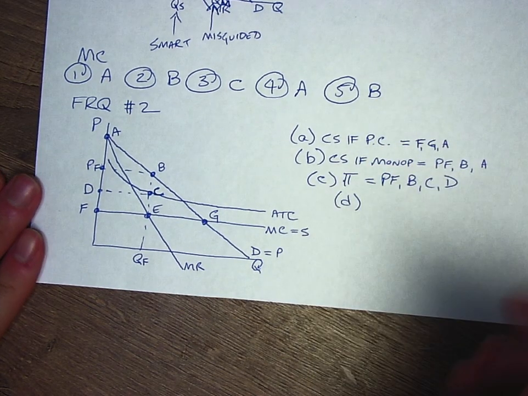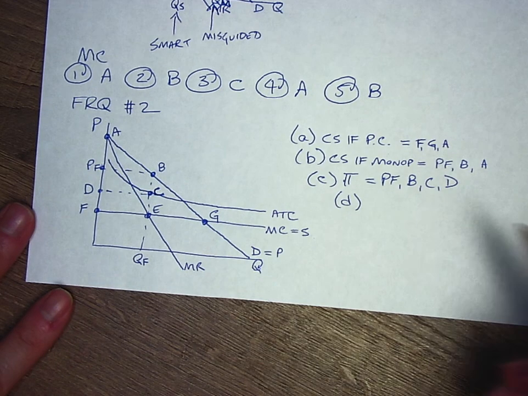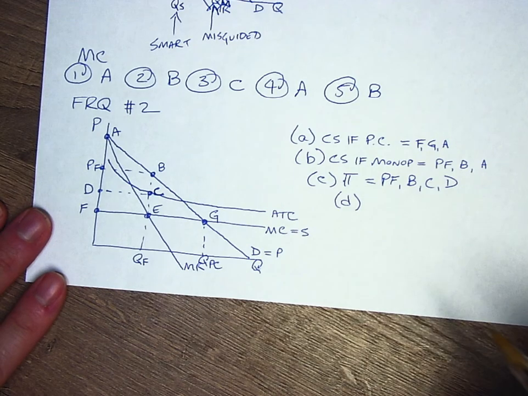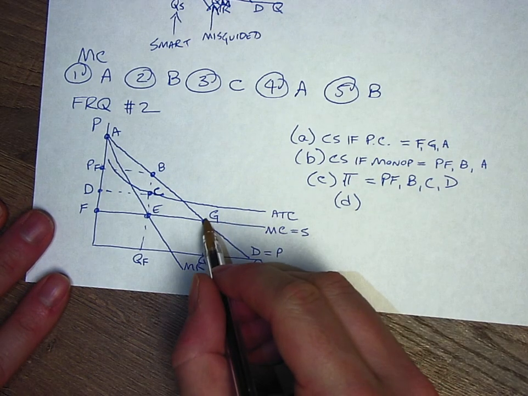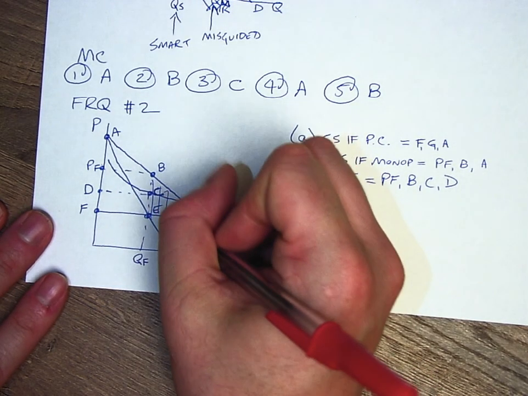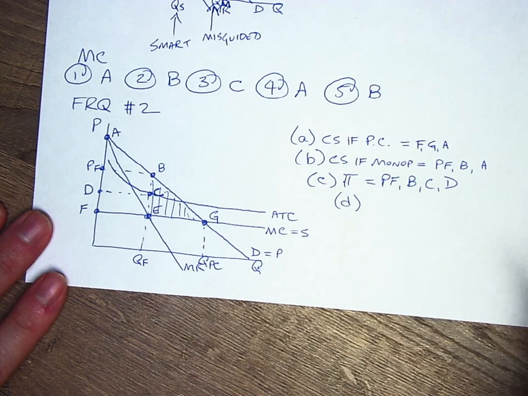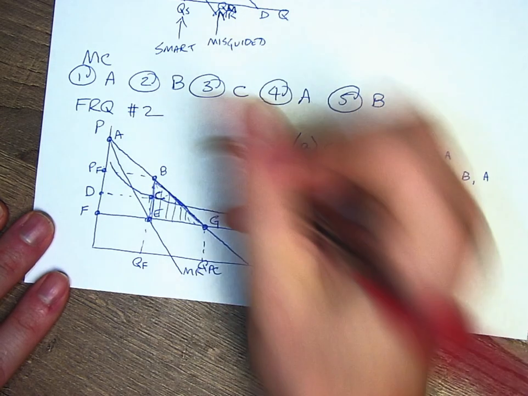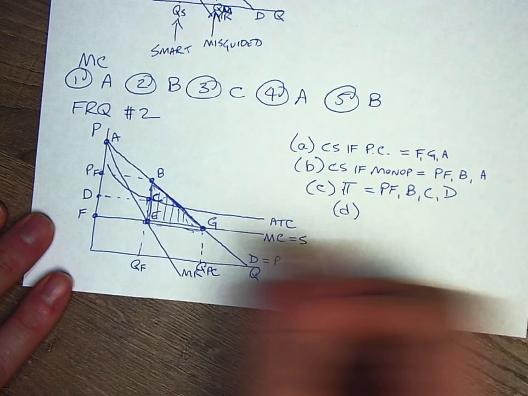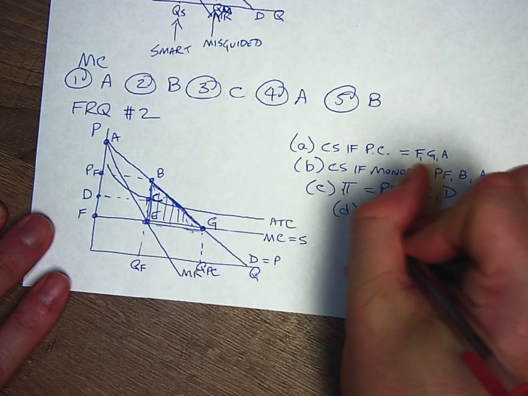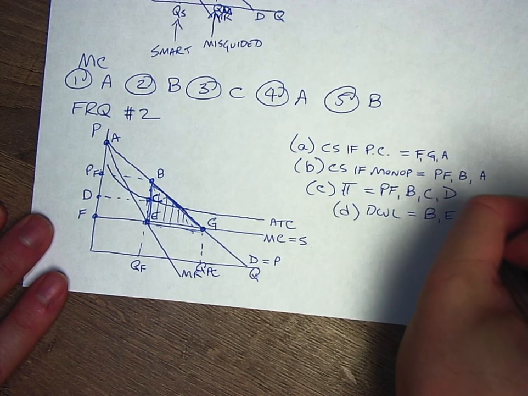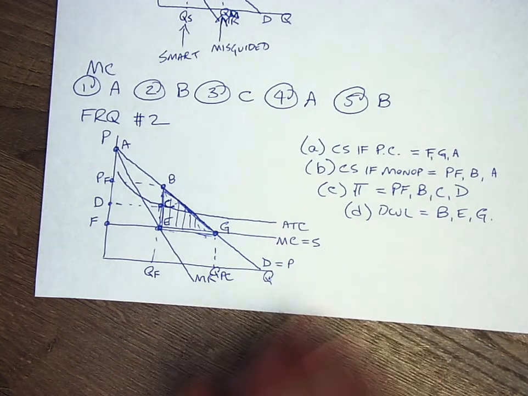And D is deadweight loss with the monopoly, and that would be because we aren't at the perfectly competitive quantity over here at G. This area is our deadweight loss. And it goes all the way up that demand curve, right? So we would say it's BEG. Because those are the transactions that are not happening.